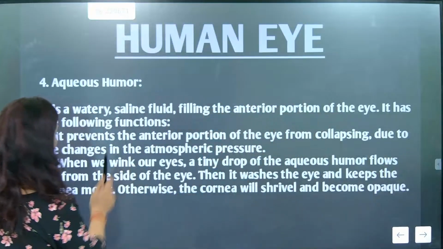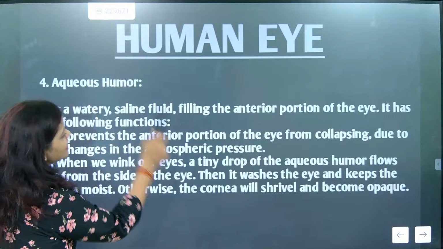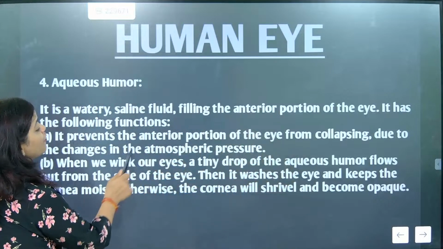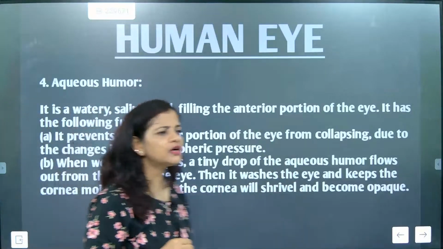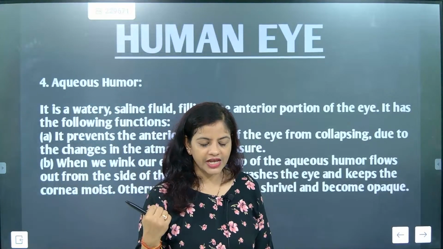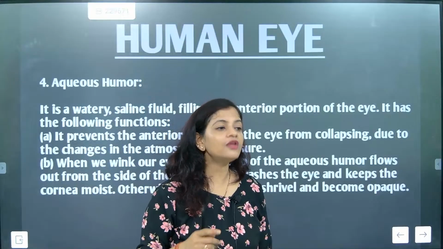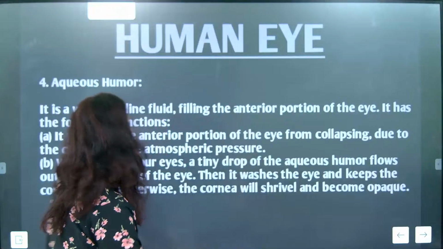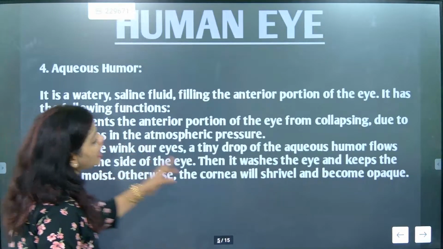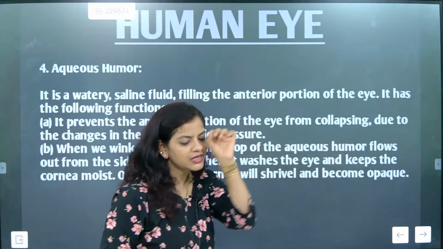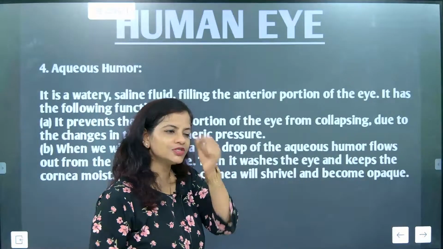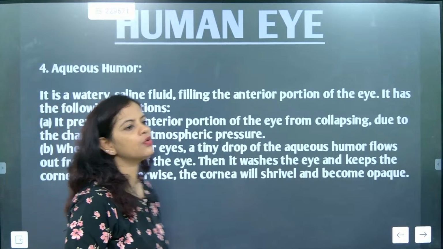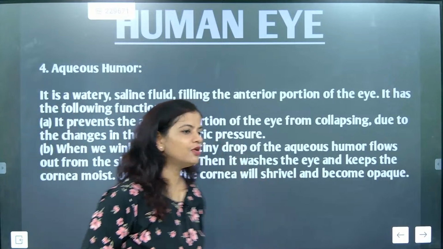So here the most important thing is it prevents the anterior portion of the eye from collapsing. We understood this part. Second part is when we wink our eyes. What is the meaning of winking? Closing and opening. So when you are winking your eyes, what is happening? A tiny drop of aqueous humor flows out from the side of the eye.